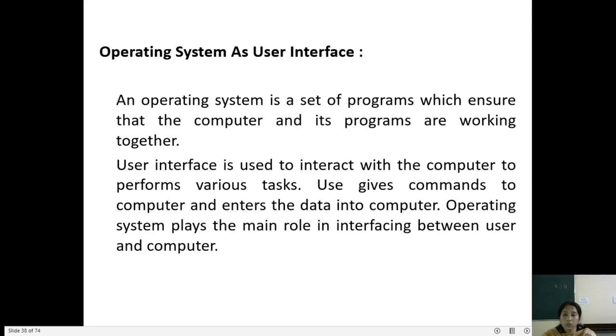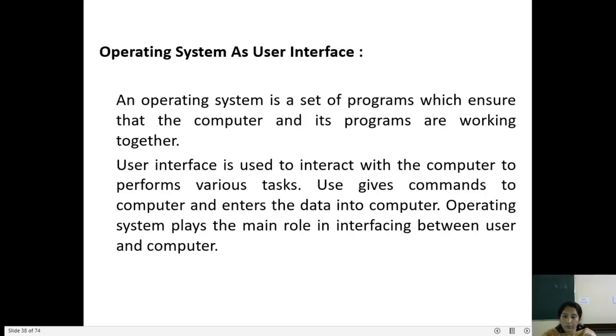And when you come to the operating system, it is nothing but a part of the system software which helps the user to work with the user interface. Software itself is a set of programs. Operating system is a part of the system software. System means it's a set of programs which ensure the computer works together. It helps the user to interact and to perform different tasks.